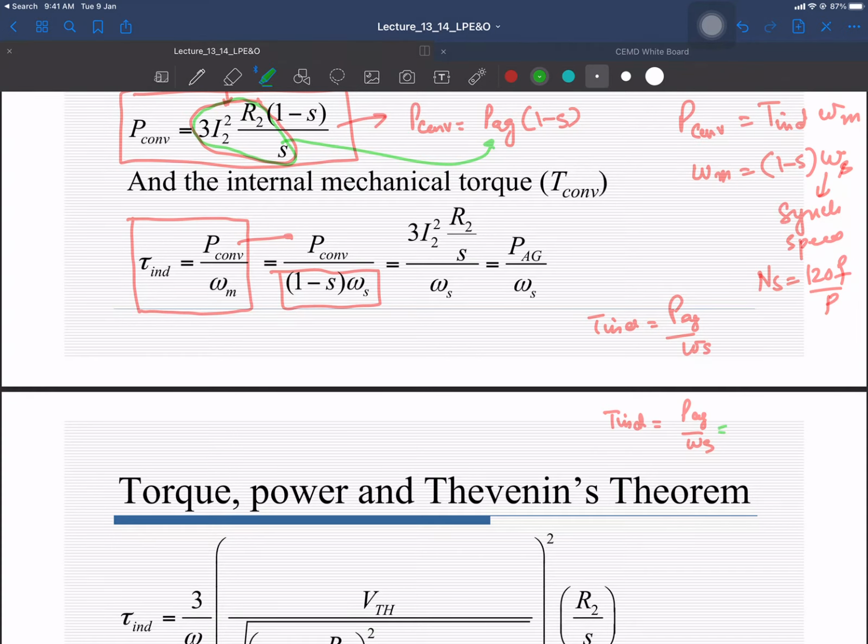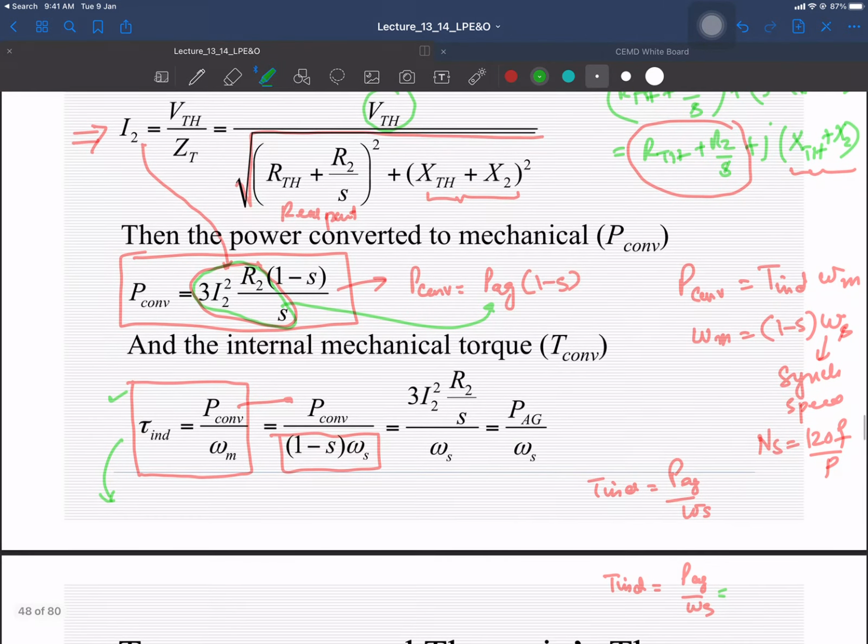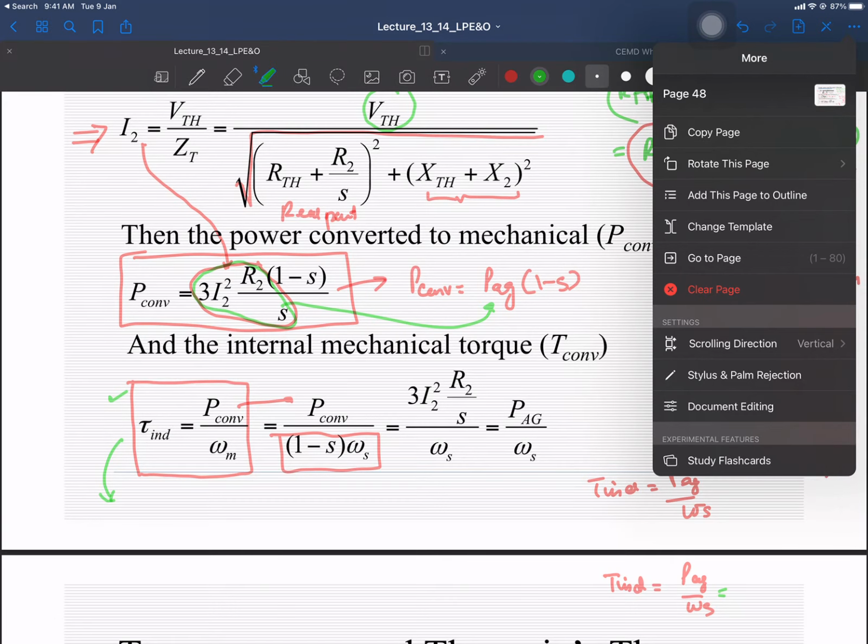So I can write that the air gap power will be equal to P converted divided by (1 minus s). Then omega s is equal to omega m divided by (1 minus s). So you can write down the induced torque using this equation: torque induced is equal to P converted by omega m. Just put the value of I2 in this expression. Let me clear it and show it to you.